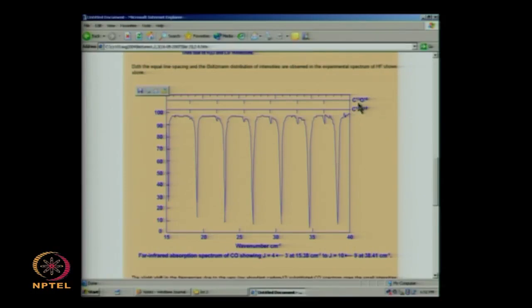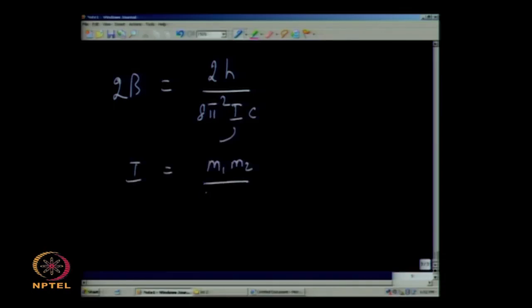That the two different isotopes of carbon give two different spectra should be obvious from this formula, which is given by 2b is nothing but 2h by 8 pi square I c, and I is M1 M2 by M1 plus M2 times r square.